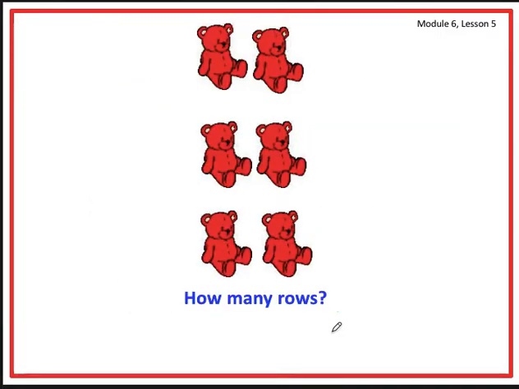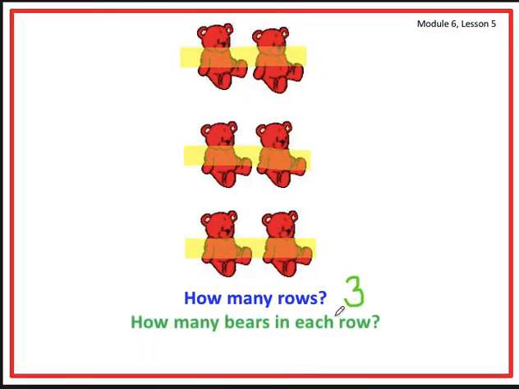All right. I'd like you right now to quietly whisper into your hand how many rows are in this array of bears. So I want you to count how many rows you see. When you have your answer, I want you to whisper it into your hand. Now remember, rows go side to side. 1, 2, 3. Did you say 3 rows? Excellent. Our second question, how many bears are in each row?